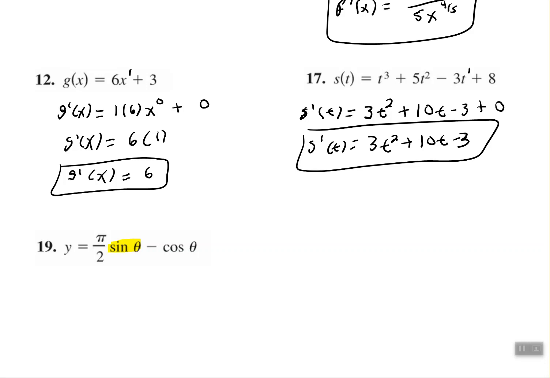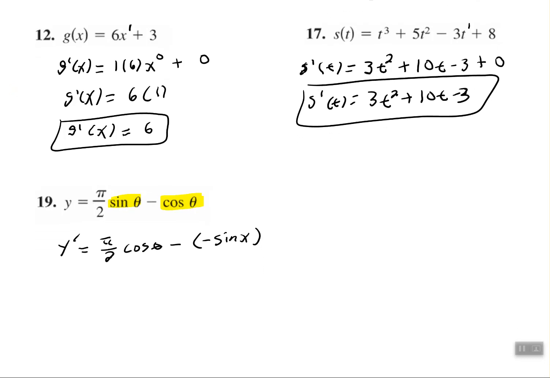And if you go back to the notes, the derivative of sine is cosine. So y prime equals pi over 2 times cosine of theta minus, and then your derivative of cosine of theta is negative sine. So I just found the derivative of each one of those, and now just simplify it, clean it up some. So cosine of theta and then plus sine of theta. And that should be theta up there, sorry about that.